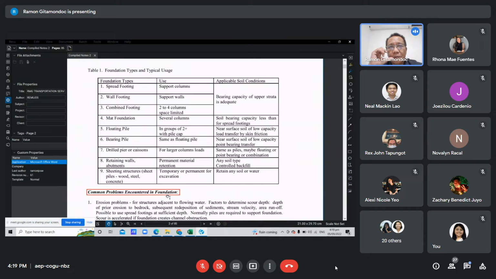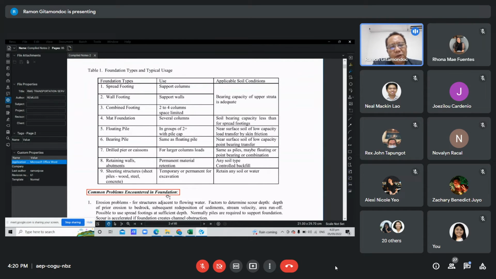A bearing pile is used if the pile reaches the bedrock, so you have point bearing transfer. A floating pile is used if the bedrock is quite deep so we don't reach it. The load is transmitted by friction at the surface of the pile, so these are called friction piles or floating piles. Then for heavier loads, for larger column loads, like for example the third bridge, there are very huge pillars that support the bridge. So we have drilled piers or caissons. They have the same principle as piles, and can be floating or point bearing or a combination of the two.